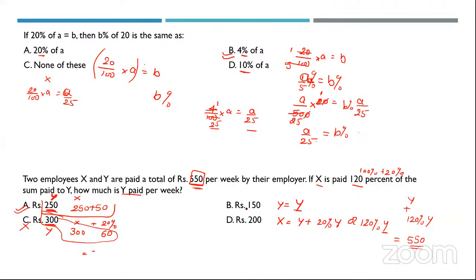All right. If you're looking at 150, if Y is getting 150, X for sure will get 150 plus 20% extra. 20% of 150 is 30. So this summation is not equal to 550. That's why this cannot be your answer. I hope it is clear.